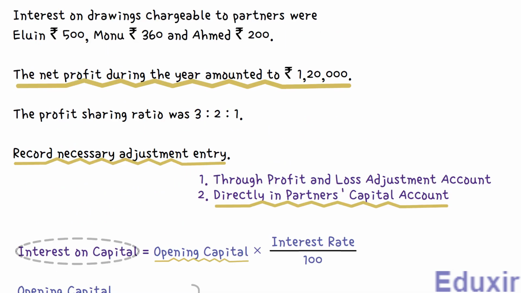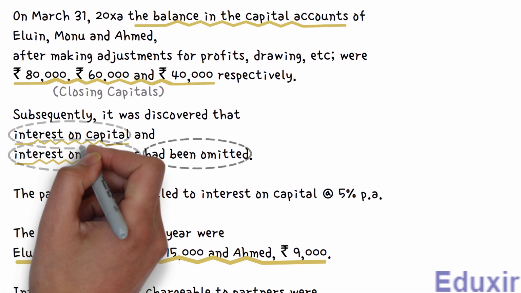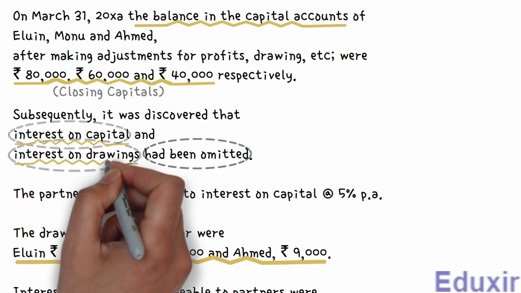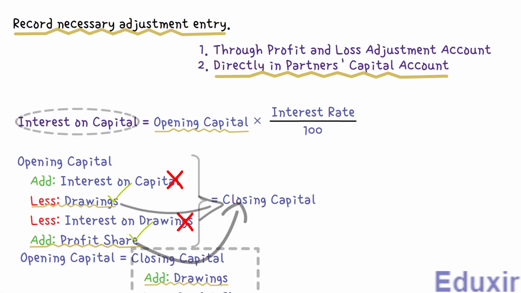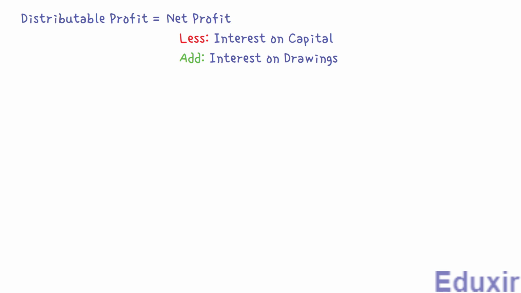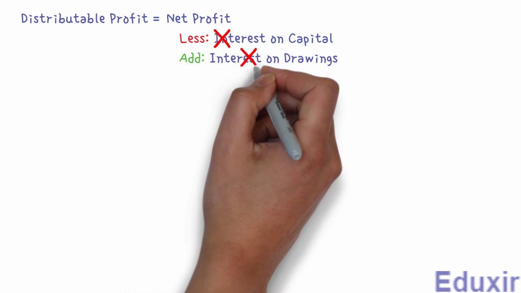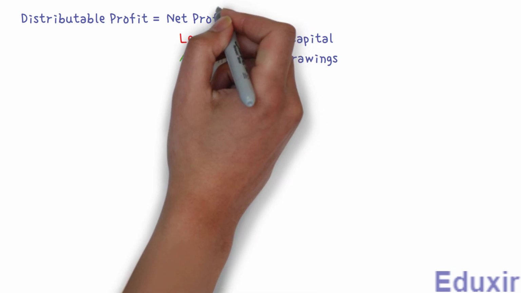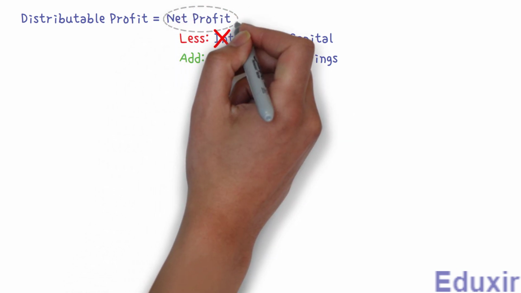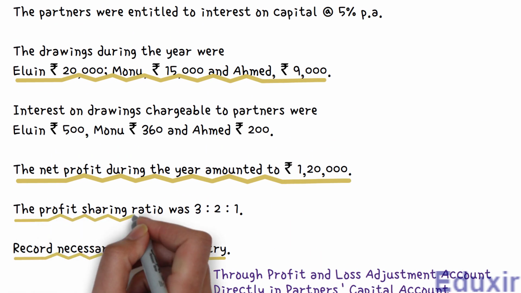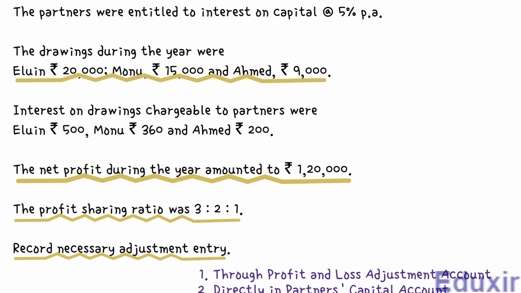Now, it is given in the problem that the interest on capital was not considered or omitted. The interest on drawings was also not considered or omitted. So, the net profit is distributed among the partners without considering the interest on capital and interest on drawings. In other words, all the net profit is distributed among the partners. Now, it is given in the problem that the profit sharing ratio of the partners is 3:2:1.